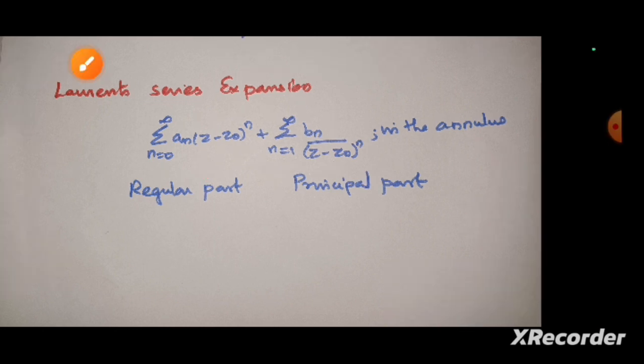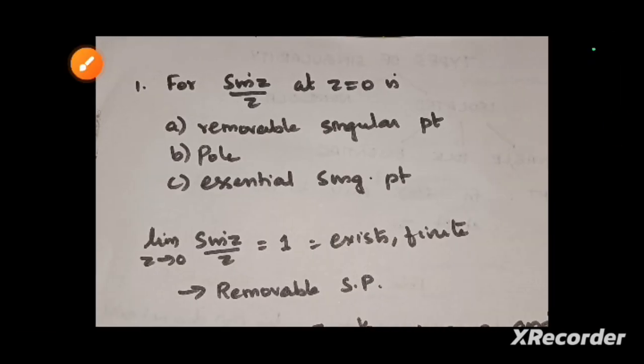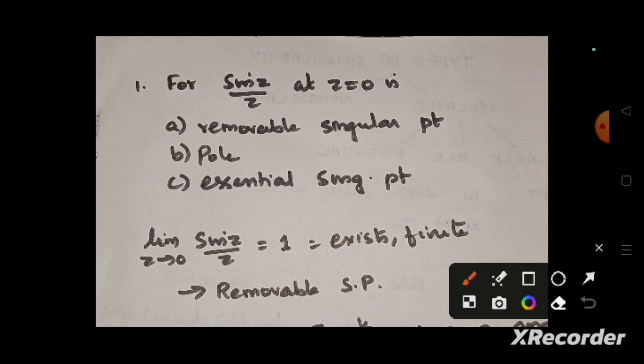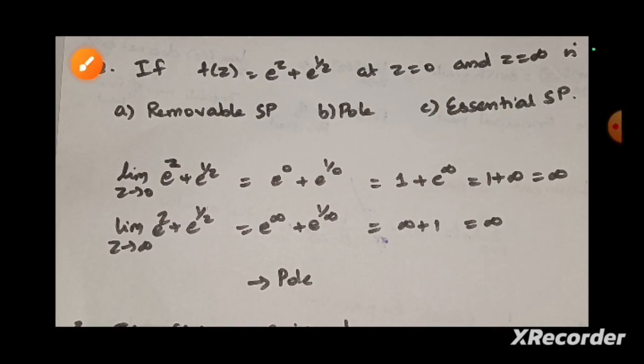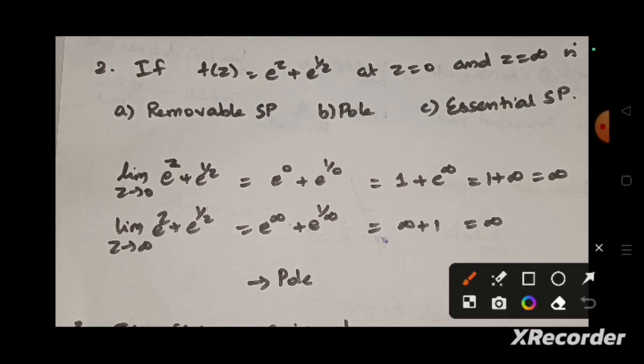Let's see the MCQs. The first question: sin z divided by z at z equal to 0 is. Let's see the solution. Limit z tends to 0 of sin z divided by z. We have the result that it is equal to 1. So the limit exists and is also finite. So as per the condition given before, we can say that if the limit exists, then it is a removable singular point.